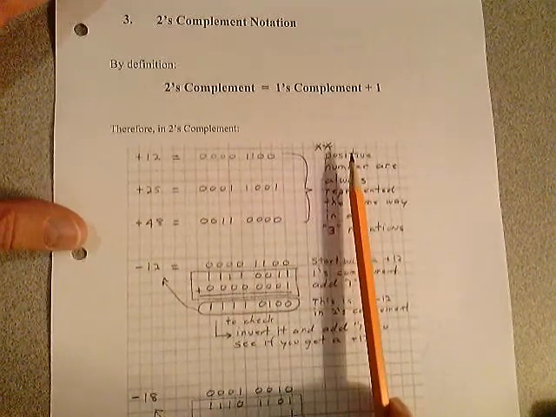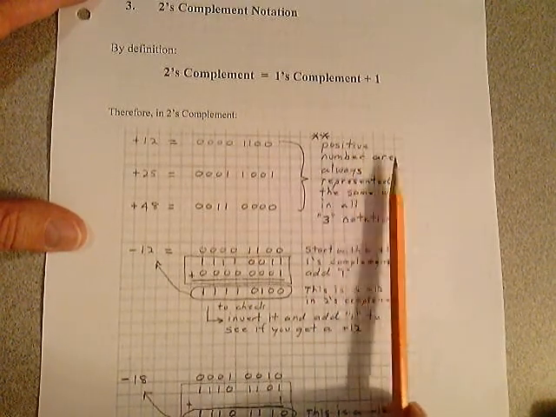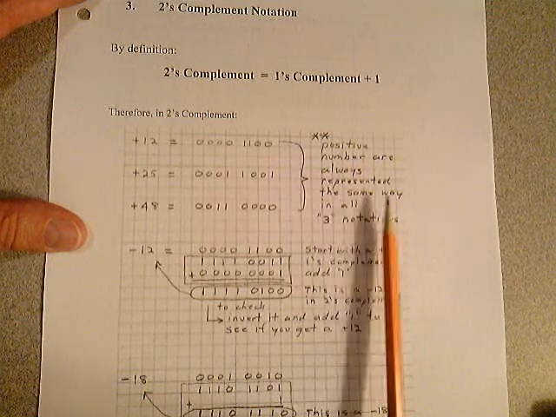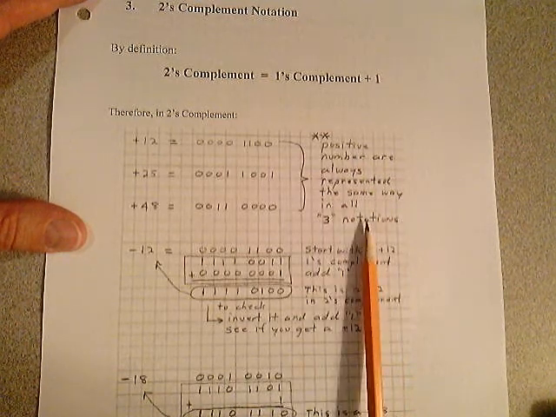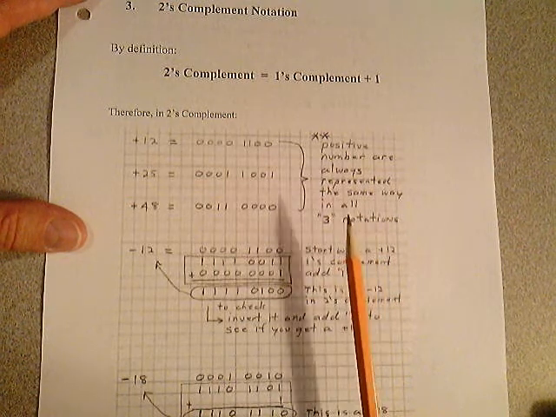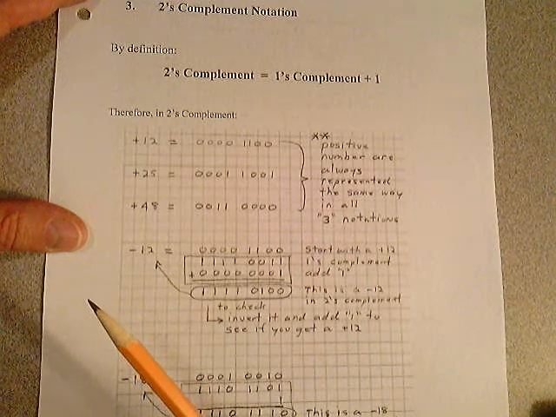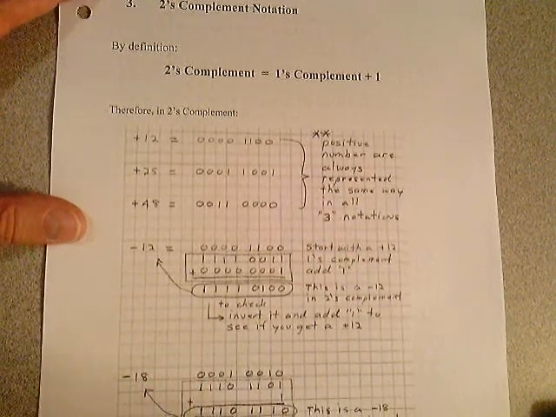We made this comment before, and it's so important I'm going to mention it again. Positive numbers are always represented the same way in all three notations. You can't tell the difference with positive numbers. Where they distinguish themselves is the way you represent the negative number.